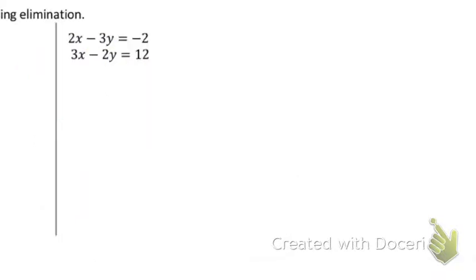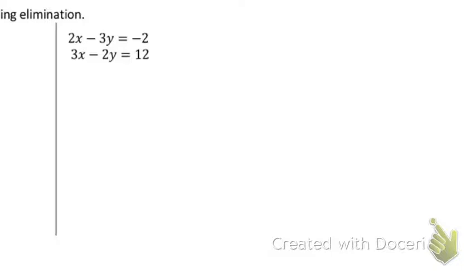This one, if I just went ahead and added, don't do this, but if I went ahead and just added, I would have 5x minus 5y equals 10. I just created a new equation. Didn't help me solve it because I don't have a zero pair. When you add them, you must get rid of the x or you must get rid of the y. So that means I cannot just start using elimination. I need to have a zero pair. How do I create a zero pair?